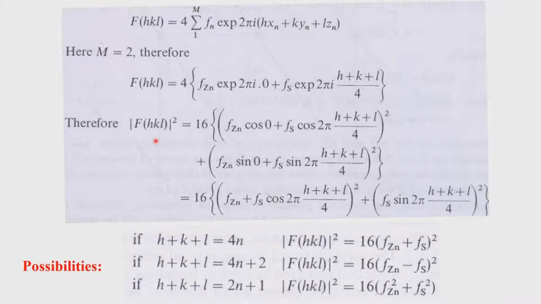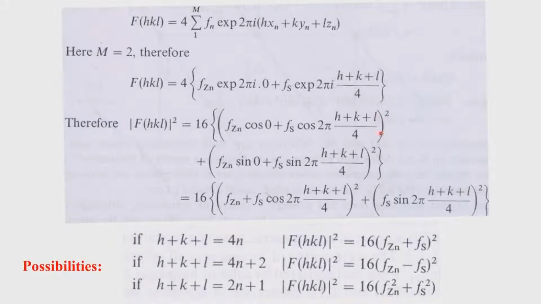See, eventually what we see in the diffraction pattern is the intensity, or for that matter the powder pattern will give us the intensity I versus 2 theta. So, we have to calculate the intensity. When we calculate the intensity, it is F of HKL squared. So, 4 becomes 16 now, square of that, f of Zn cosine 0 plus f of S cosine 2 pi h plus k plus L by 4, squared.